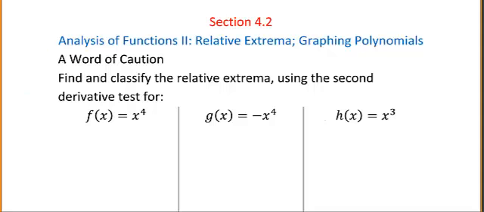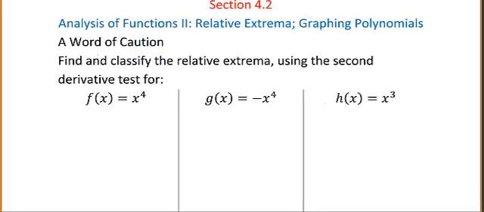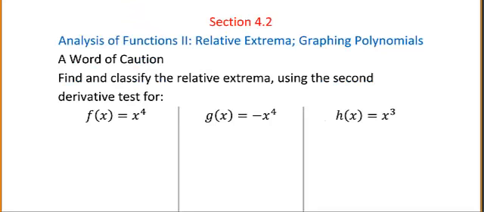Now there is a word of caution in using the second derivative test, and I have three functions here that I'll use to indicate what that caution is. So let's try to classify the relative extremum for this test. Start out using the second derivative. So remember, we first of all have to find critical points.